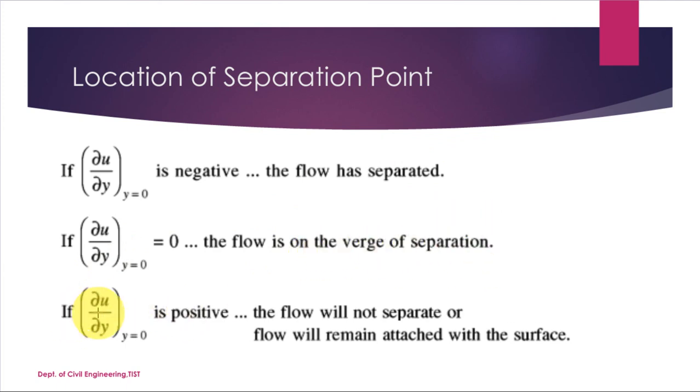And if ∂u/∂y at y = 0 is positive, then the flow will not separate. It will remain attached to the surface. It has not separated. So by looking at the value of ∂u/∂y at y = 0, you can get an idea about the flow, whether it has separated, or whether it is at the verge of separation, or whether it is already separated. All those things can be understood from this value.